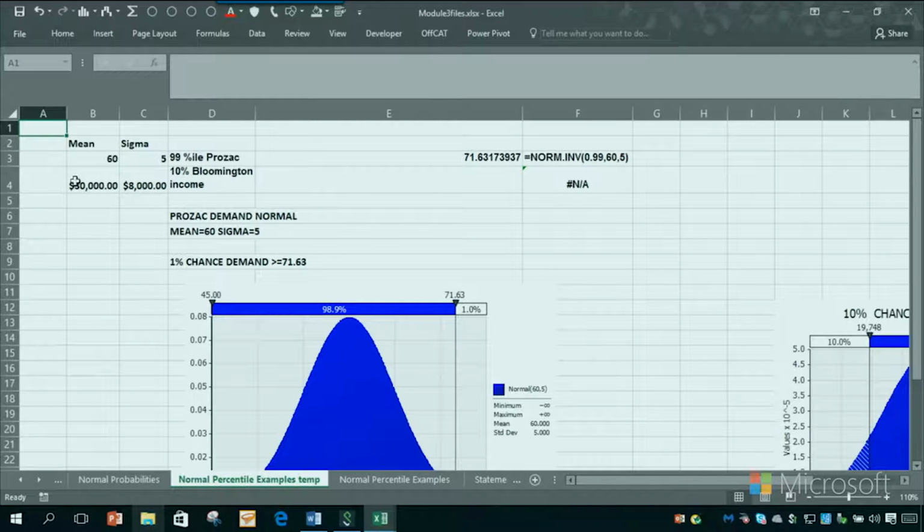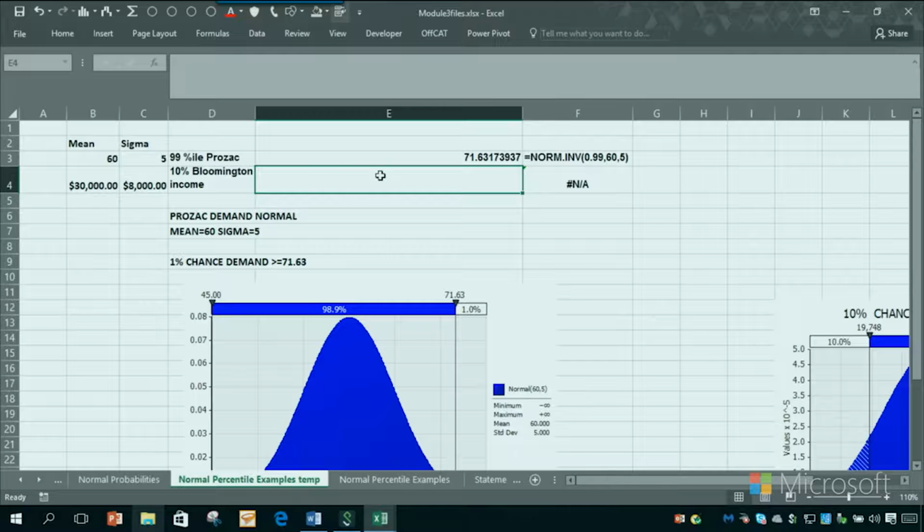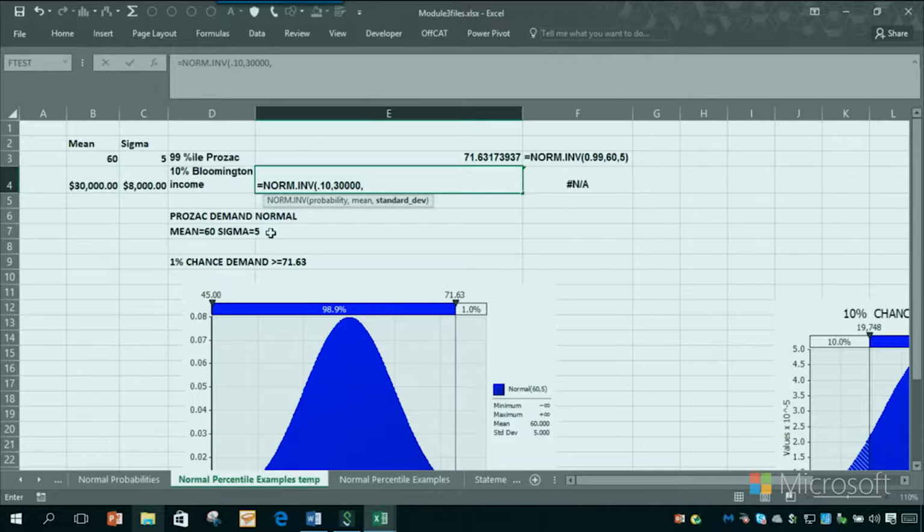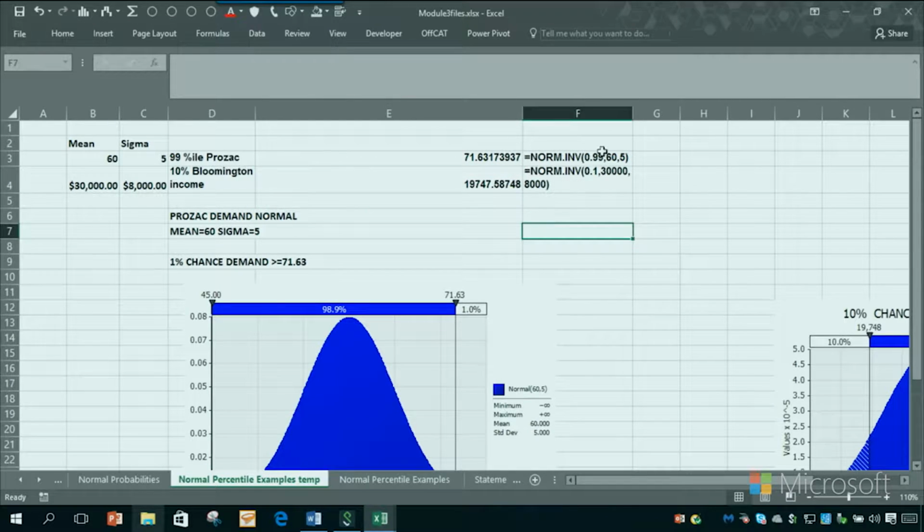Now as another example, let's suppose in a city with a mean income of 30,000 and a standard deviation of 8,000, the bottom 10% of the people get food stamps or some form of welfare. So what would be your cutoff for welfare? That would be the 10th percentile, assuming the incomes are normally distributed. So there you would go NORM.INV and say 0.1 for the 10th percentile. The mean is 30,000, standard deviation 8,000, like that, and you can see the formula right there.